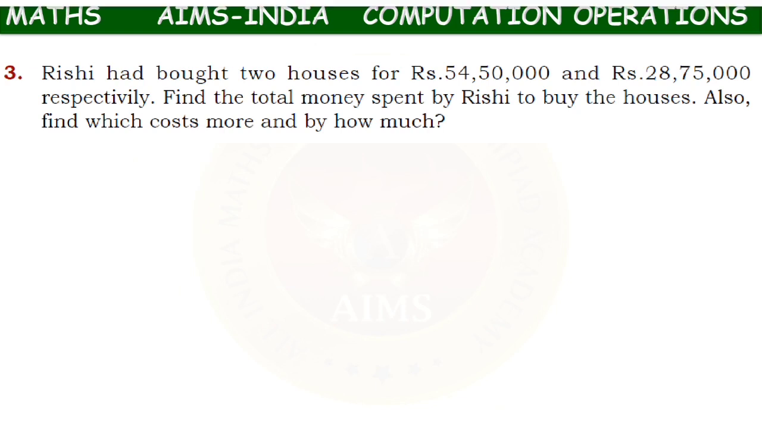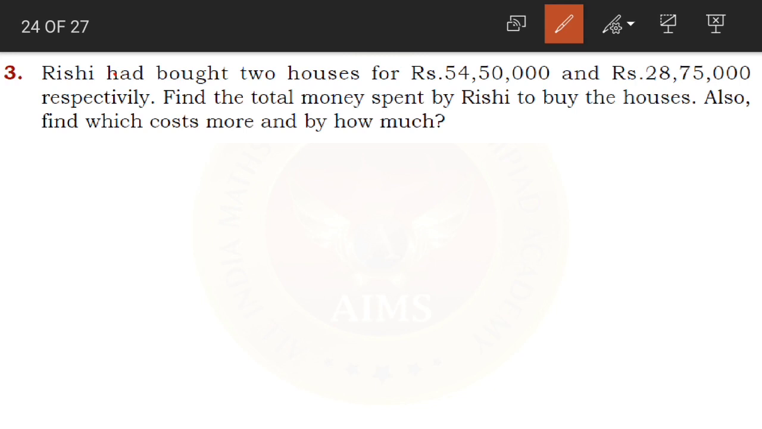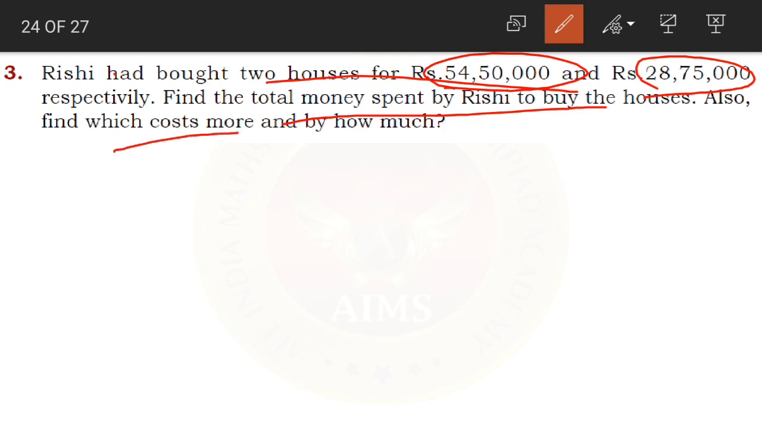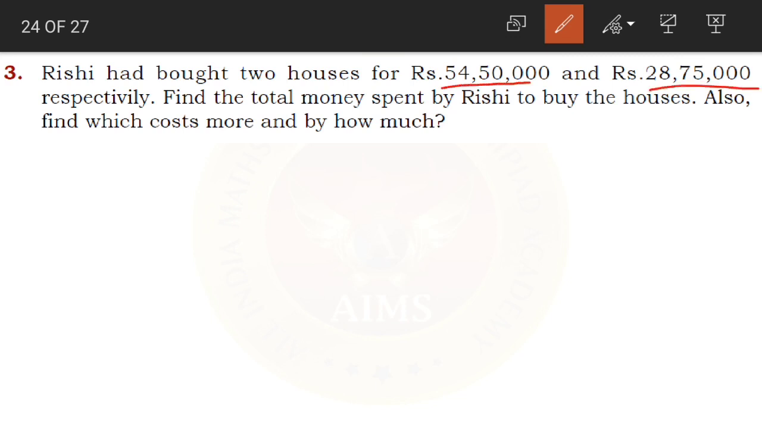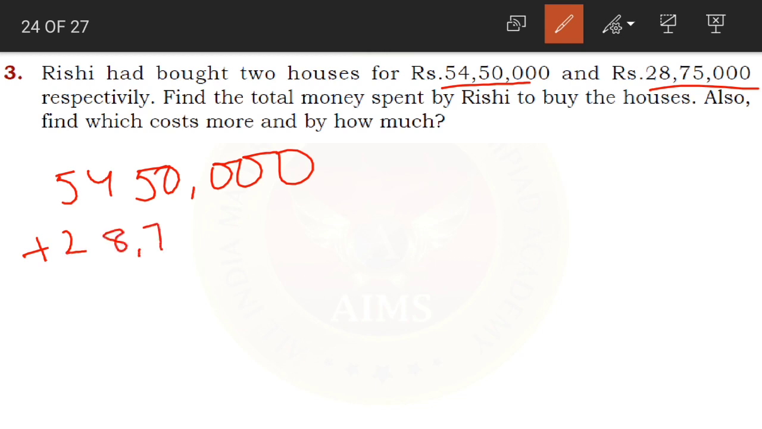Now let us solve some word problems. Rishi bought 2 houses for 54 lakhs 50,000 and 28 lakhs 75,000. Find the total money spent by Rishi. Find also which costs more and by how much. See, children, we need to find out the total amount spent. How do you find out the total? By adding. Yes, so first let us add the given two numbers. What are these? These are the prices of house 1 and house 2.